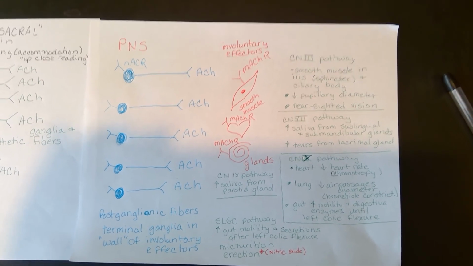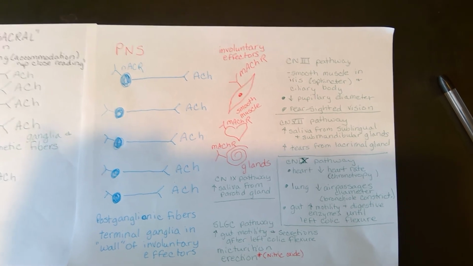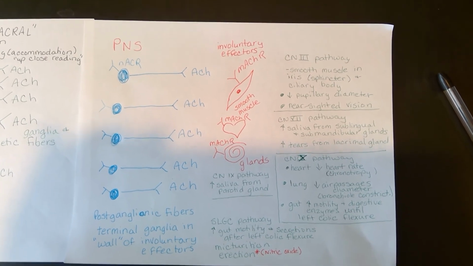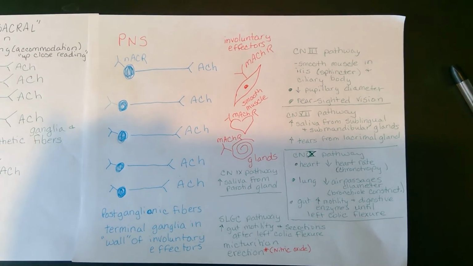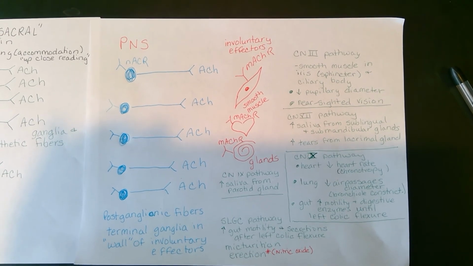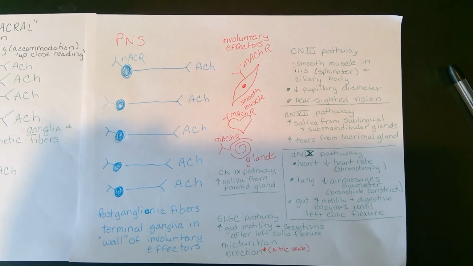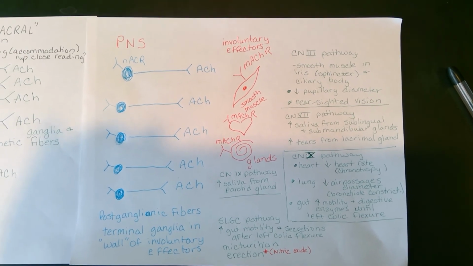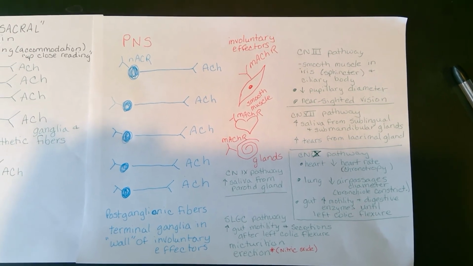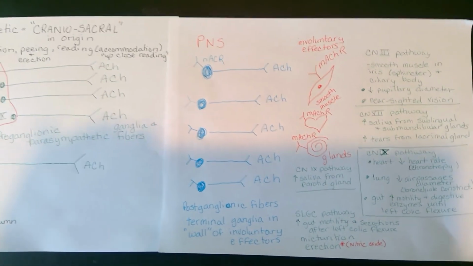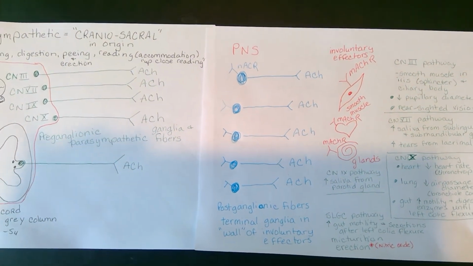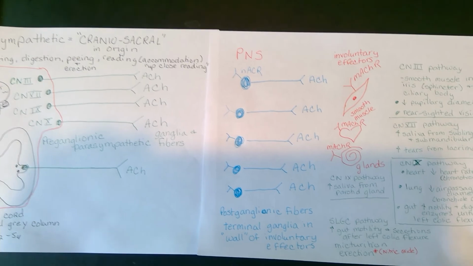A special note I just want to briefly say: when it comes to erection, there is also another neurotransmitter that's involved, and that's nitric oxide. But that's a special scenario, and I don't want you to worry too much about that. This concludes our review of the parasympathetic division of the autonomic nervous system.